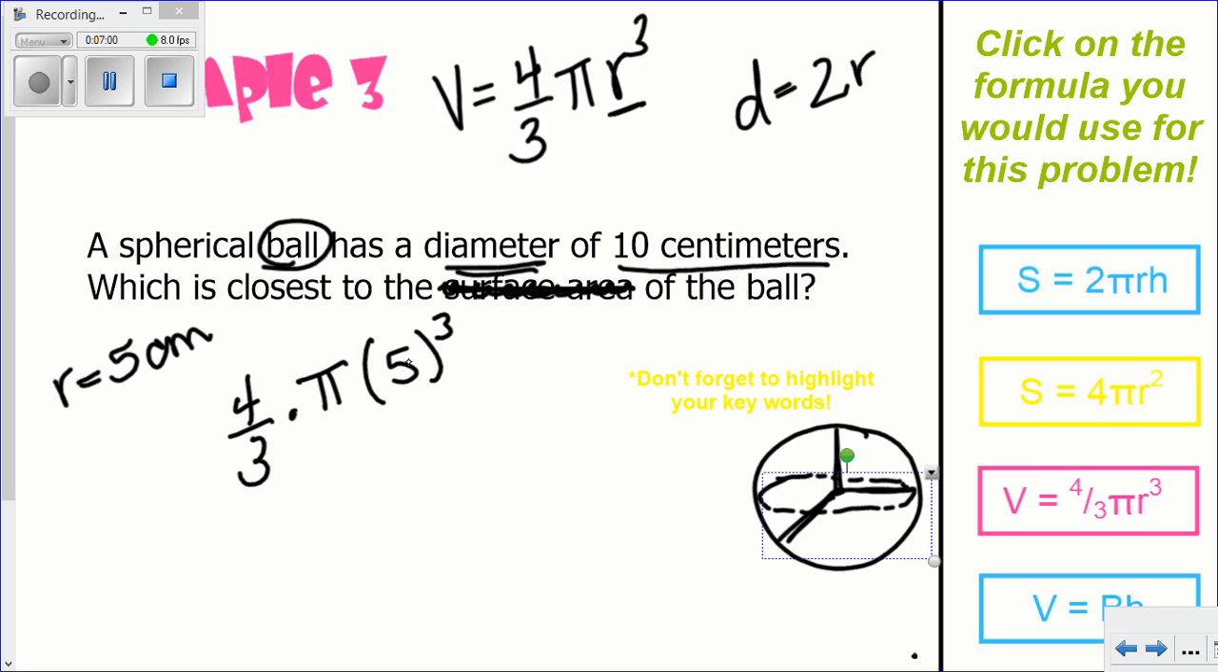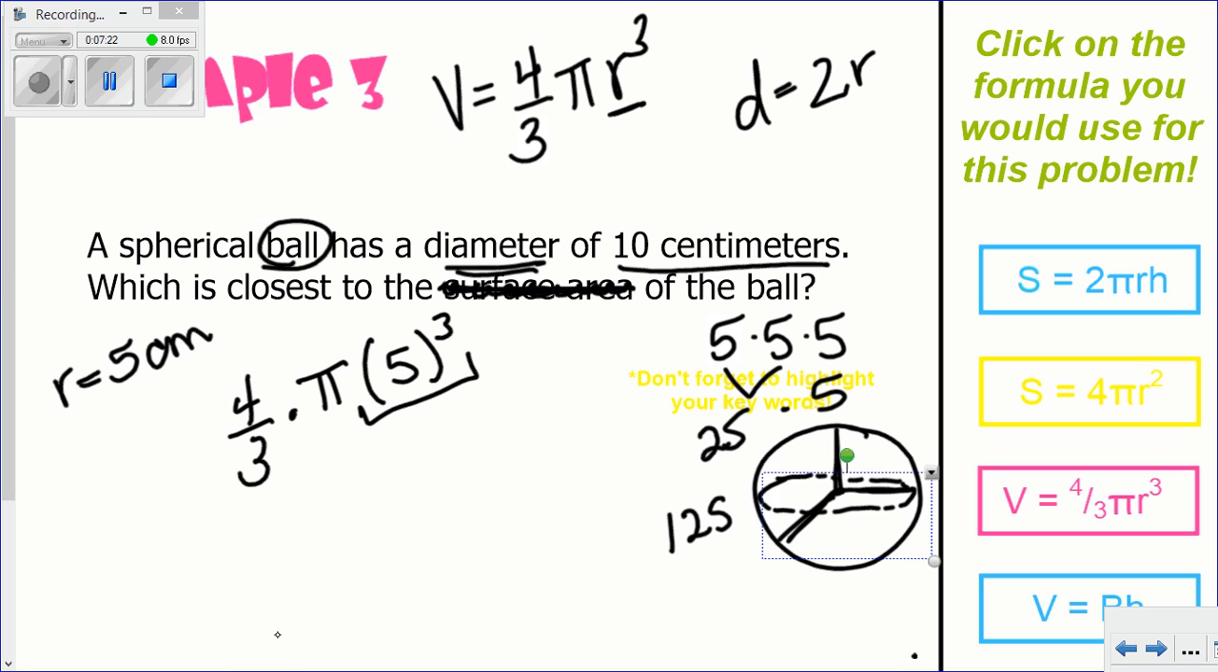Okay, so the first thing we have to do if we're working with order of operations is 5 cubed. So that is 5 times 5 times 5, a little exponent review. And this would be 25 times 5. And think about it, if we have 5 quarters, we have $1.25, so that's 125 if we multiply the whole number 25 times 5. So now we have 4/3 times pi times 125.